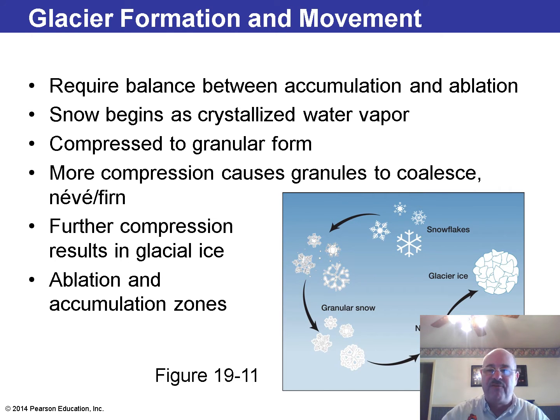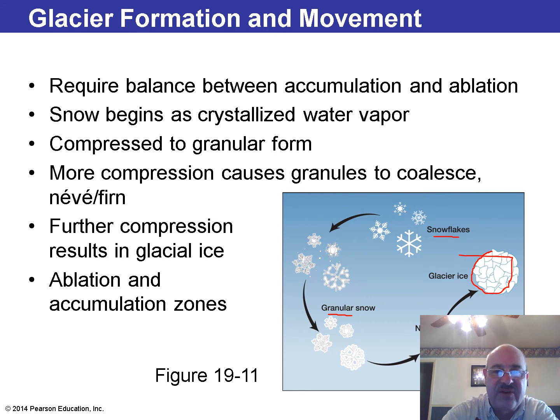Compressed to a granular form. Again, as that ice begins to build up, it presses and begins to build in depth. So there we've got our snowflakes. Here's our snowflakes. Again, you can see how much airspace there is between flakes and water and everything. And as it builds up, it turns into granular snow. And then it starts getting compacted, and it becomes glacial ice right there.